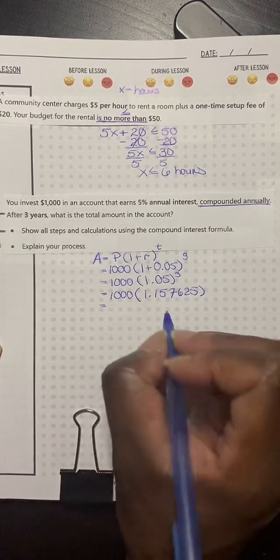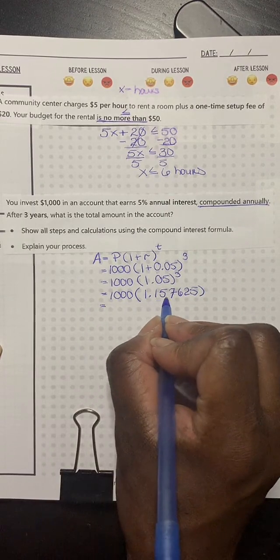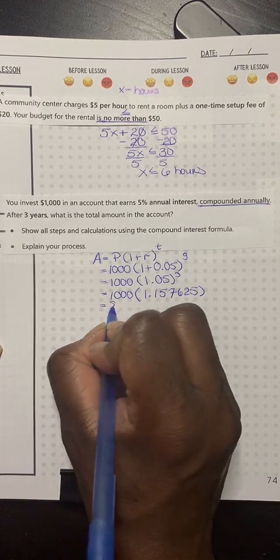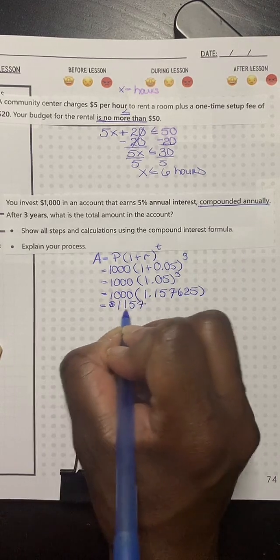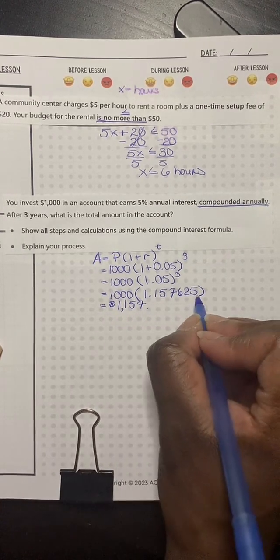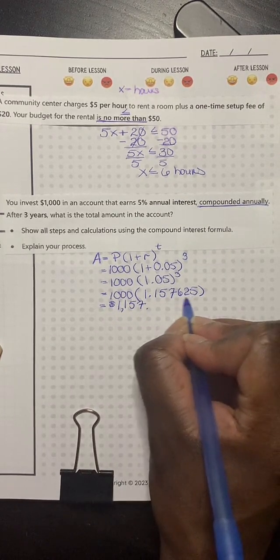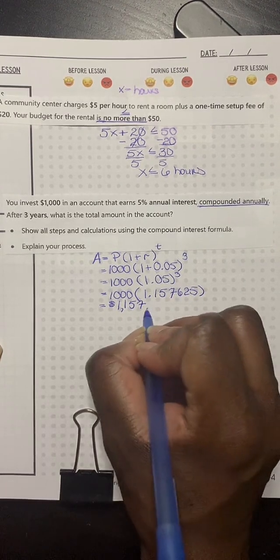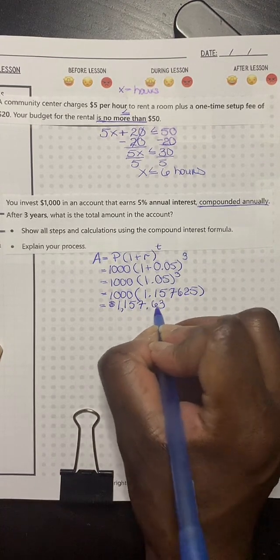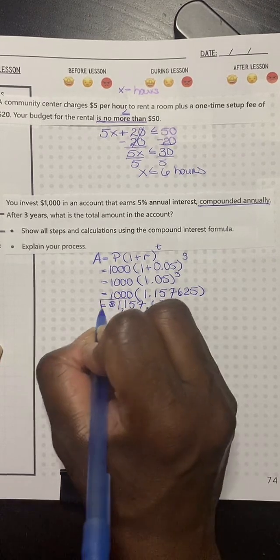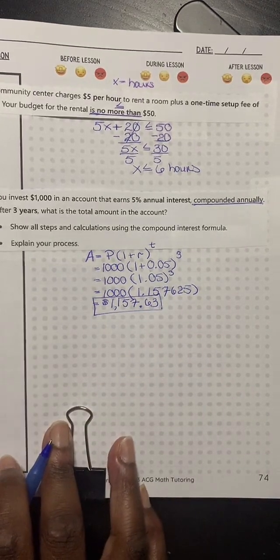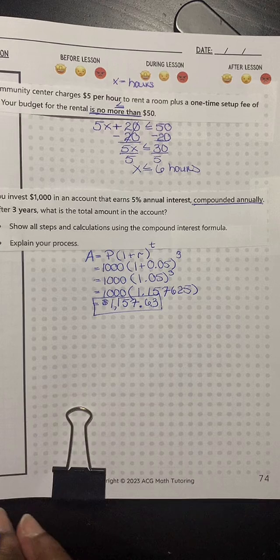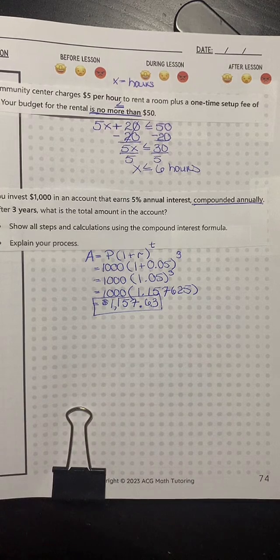So if you multiply by 1,000, that means it went over 1, 2, 3. So we're looking at $1,157. And if I round it, because cents doesn't have 3 decimal places, if I round this will be 63 cents. Okay, good. Yeah, 0.05, nice.